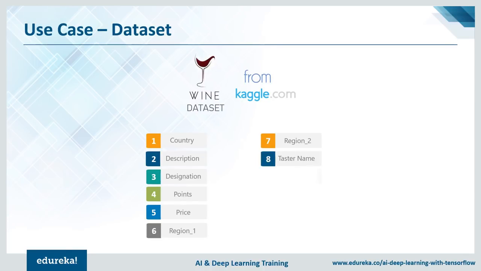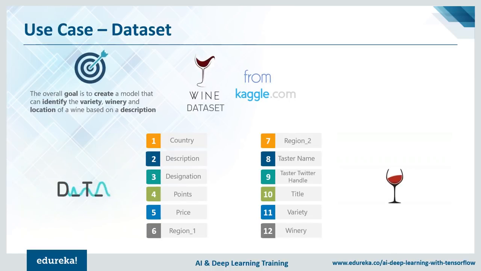Next up is taster's name. As it suggests, it's the name of the person who tasted and reviewed the wine. Taster Twitter handle for the person who tasted and reviewed the wine. Then the title of the wine review, which often contains the vintage if you're interested in extracting that feature. Variety, the type of the grapes that is used to make the wine. Let's say for example Pinot Noir, that's a type of grape. And finally, the winery that made the wine.